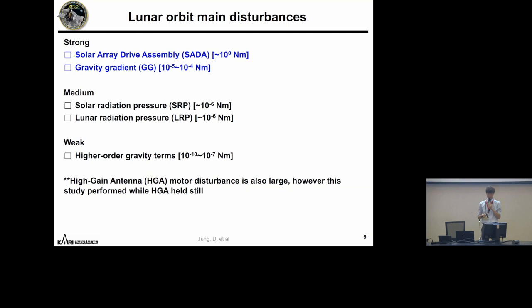And even smaller than that are gravity terms caused by, as you know, the moon's very imbalanced gravitational field. There's also an antenna that moves on the spacecraft normally, but for this study, the antenna thankfully stayed still.